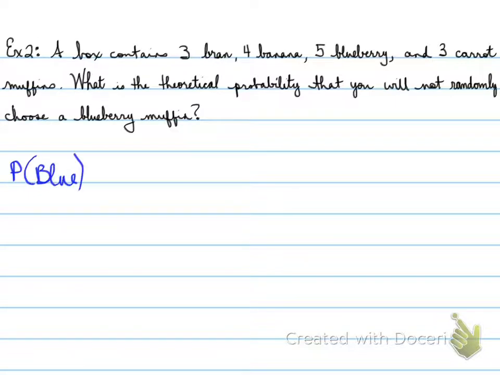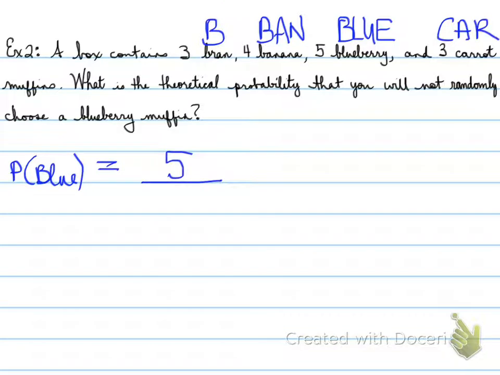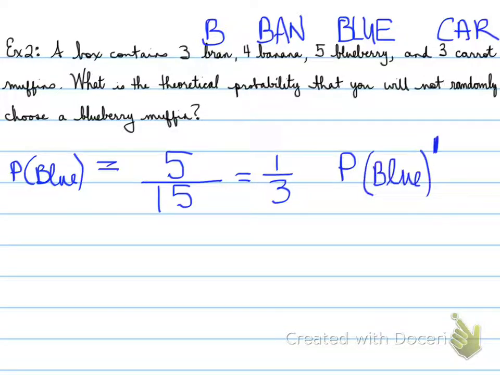So probability of blue, okay, so we're using B for bran, ban for banana, blue for blueberry, and car for carrot. The chances of getting a blueberry muffin are 5 in 15, because there are 15 total muffins, which is 1/3. Now, the probability of not getting blue, so the complement of that, would be 1 minus 1/3. Okay, 1 minus 1/3.